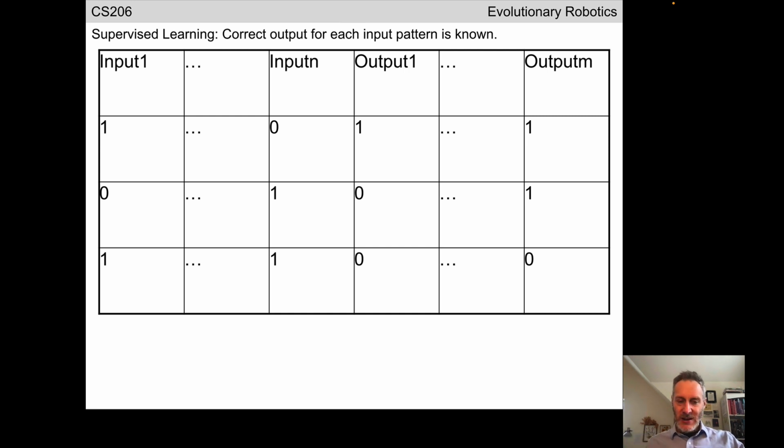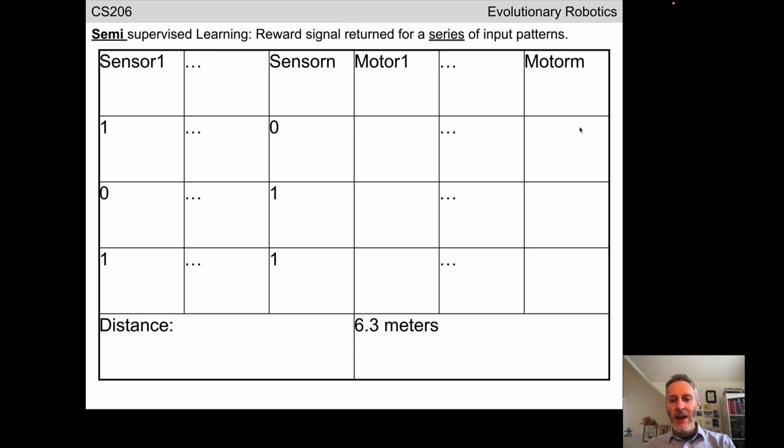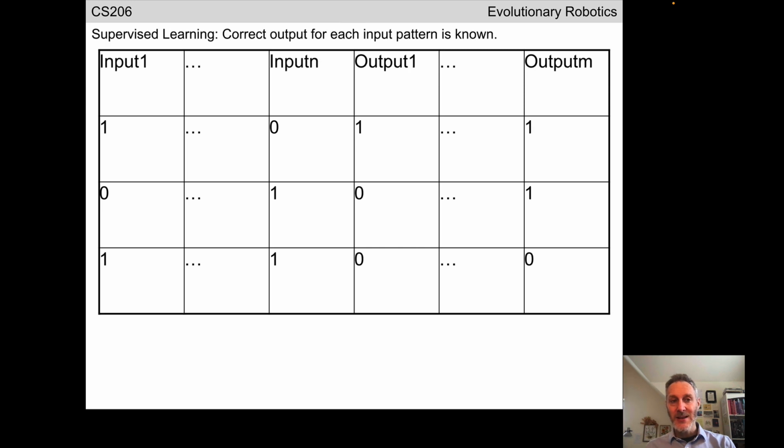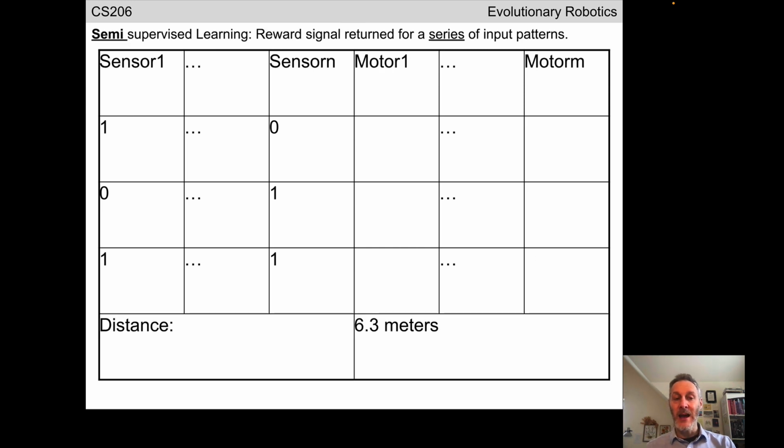Okay, just to consolidate our discussion about neural networks, we've talked a little bit about supervised learning, which assumes that for every possible combination of inputs, we know what the outputs should be. Evolutionary robotics is not supervised learning. It can be known as a semi-supervised learning problem.